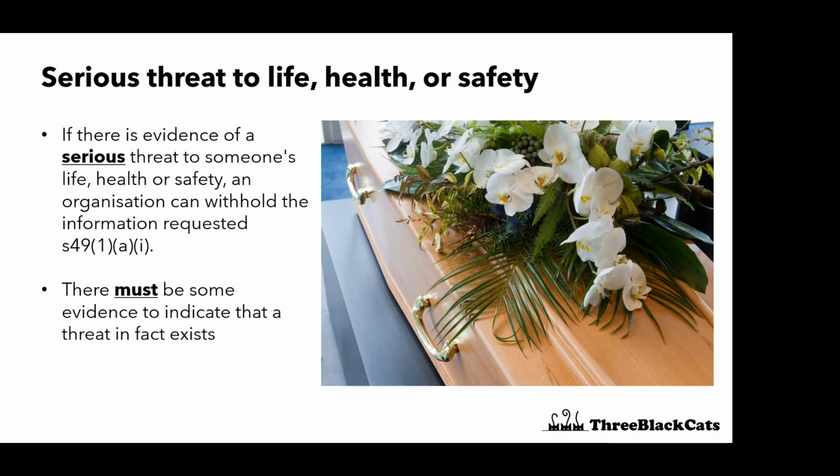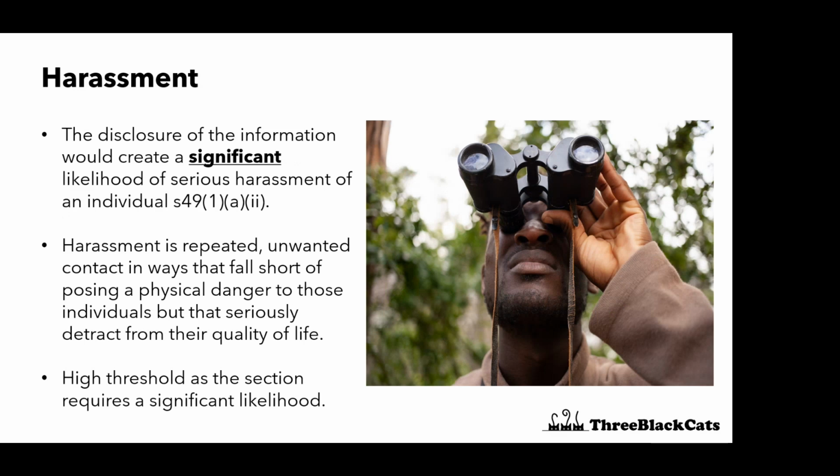So just thinking about that, it's not just that it could, we need to actually have some pretty hard evidence that it's going to occur. More common one, harassment. So by releasing the information, somebody is going to have significant likelihood of being harassed. Okay, and harassment being repeated and unwanted contact. So they're not physically harming them, they're just being super annoying.